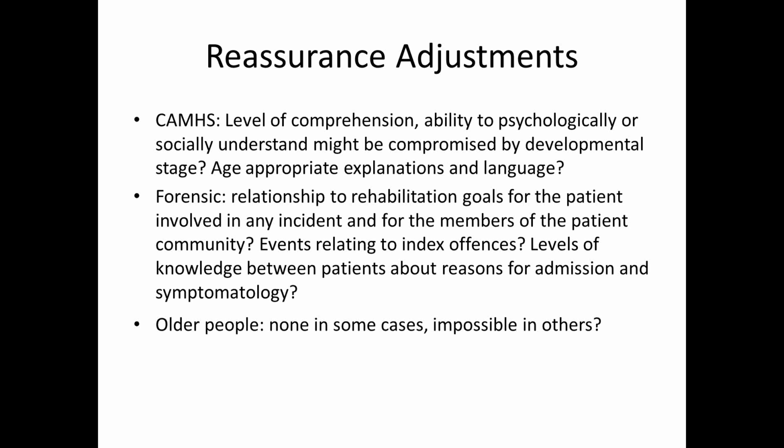I don't know whether there might be more to think about in relation to index offence, how the patient's behaviour now relates to their index offence that got them into hospital in the first place. And again, there might be then another layer to reassurance in that case. And then I started to think about what would be the levels of knowledge between patients about the reasons for their admission and their symptomatology. And there might need to be potentially a lot more care put into thinking about what sorts of explanations are shared amongst patients for the behaviours of each other. I'll come back to that in a minute, and I can see there's some questions coming up on the screen here.